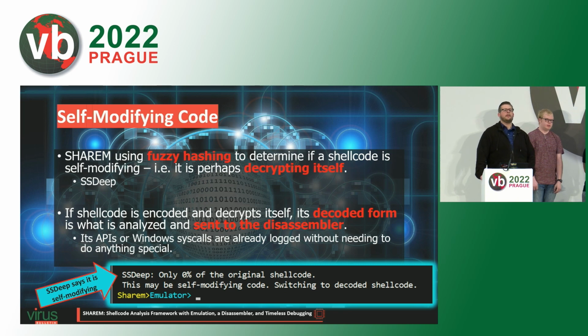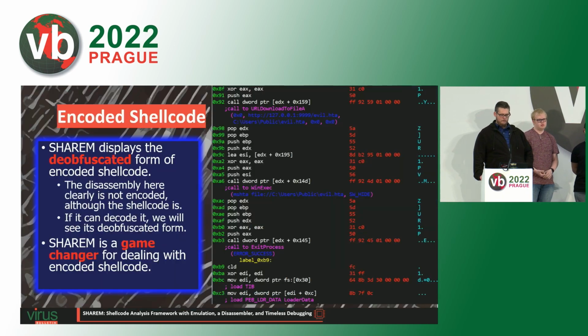Self-modifying code is a prevalent aspect of Windows shellcode, so shellcode decrypting itself in memory. And one very special thing that SHAREM can do is, once the shellcode has decrypted itself, we will send the decrypted form to the disassembler, and we can view that. We achieve this by using SSDeep, a fuzzy hash, so we can check how similar or dissimilar it is from how it started. And this is a shellcode that actually was encrypted, but we're viewing the decrypted form of it.